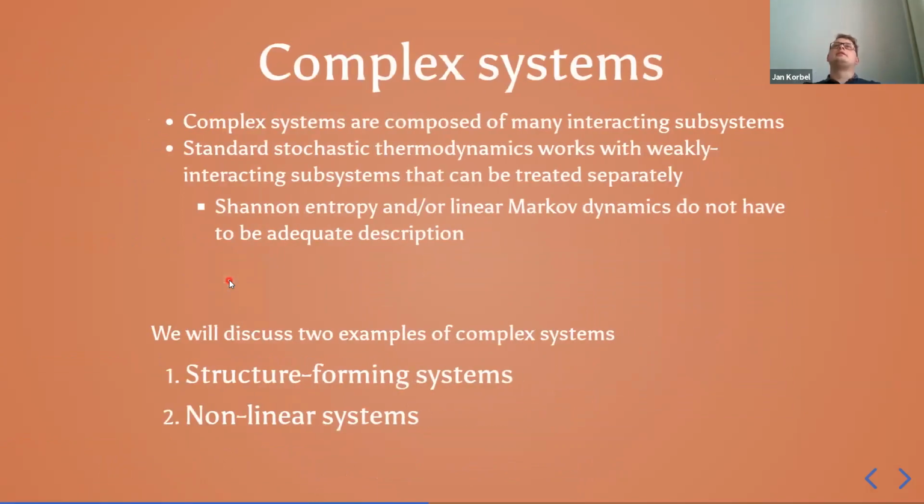This was the introduction to stochastic thermodynamics, and now maybe I would say, do you have some questions about this part?